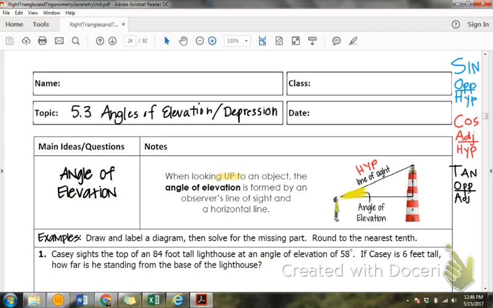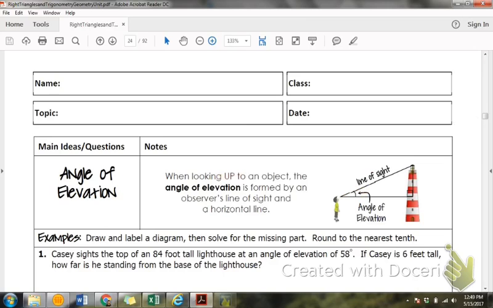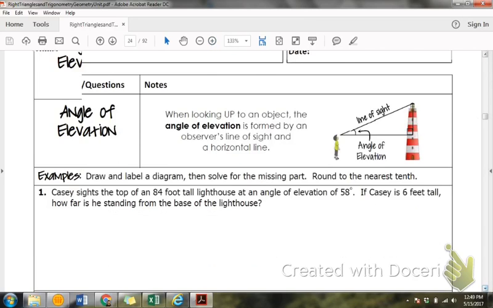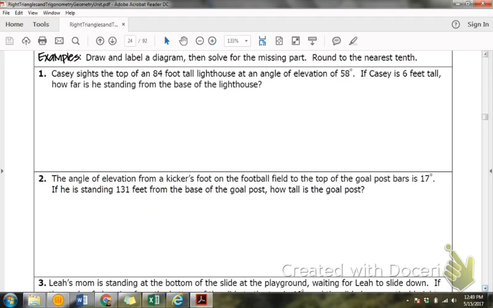So the hardest thing about this lesson is drawing the picture accurately. All right, and so we're going to practice doing that so that you can get a hang of it. Because once we get everything labeled where it needs to be, then it's the easy stuff of making sure you're using the right trig function or the trig ratio. Okay, so number one, it says Casey sights the top of an 84-foot tall lighthouse. All right, so the first thing we need to know is we need to draw what? What would you draw first? The lighthouse? Okay, so let's draw a lighthouse.